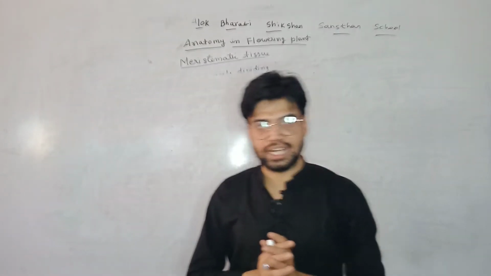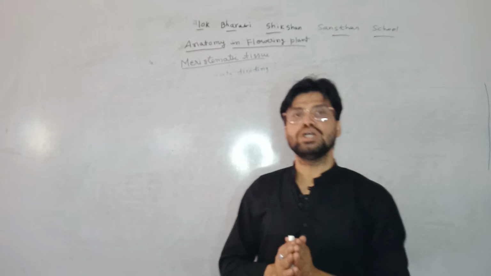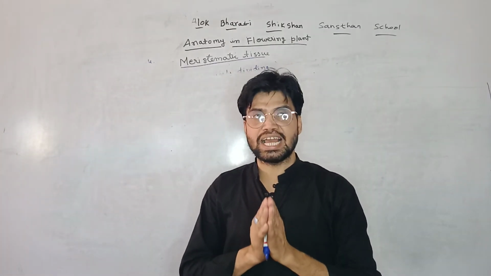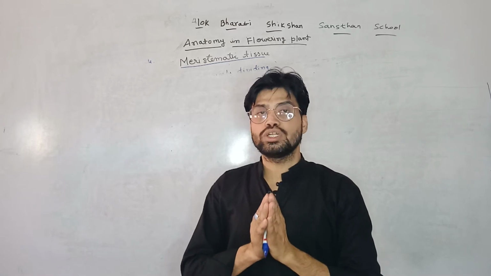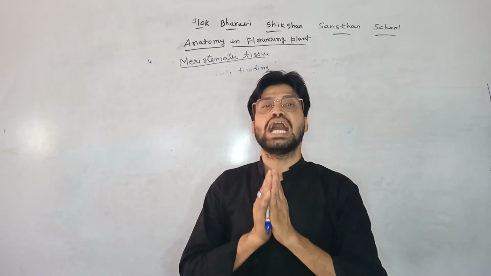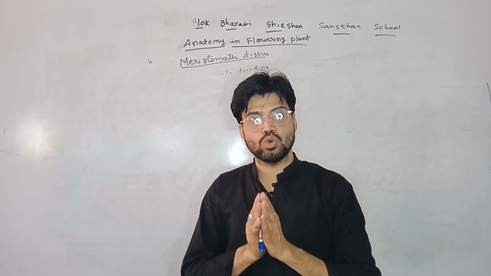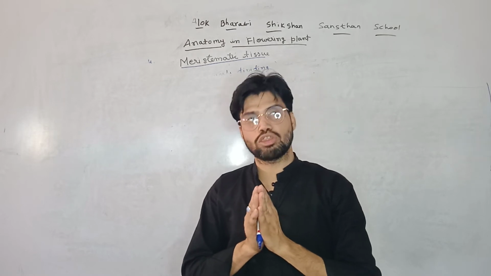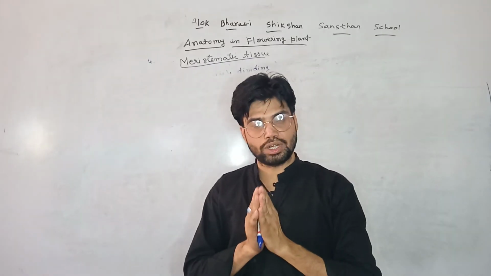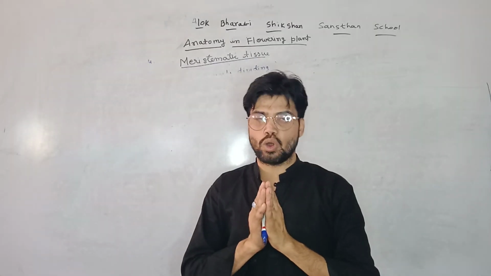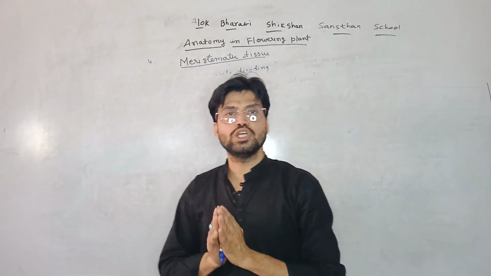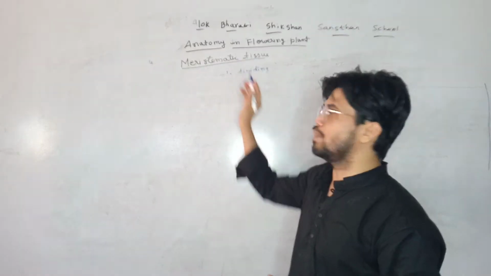Now, my dear students, here we are discussing the meristematic tissue. Today my agenda is to discuss the characteristics of meristematic tissue, and we know that meristematic tissue is formed at the root tip or shoot tip. So we will draw the diagram of the root tip or shoot tip so that you can understand the concept. This is our agenda for today. So students, let's start with the meristematic tissue.